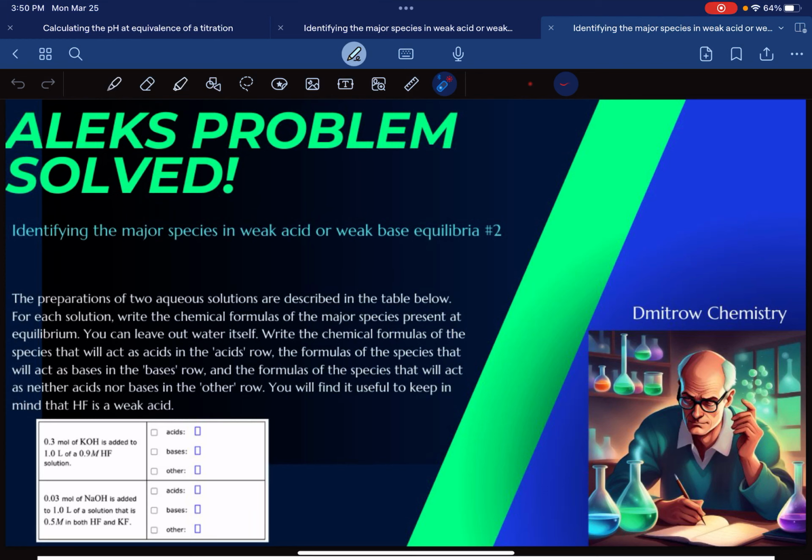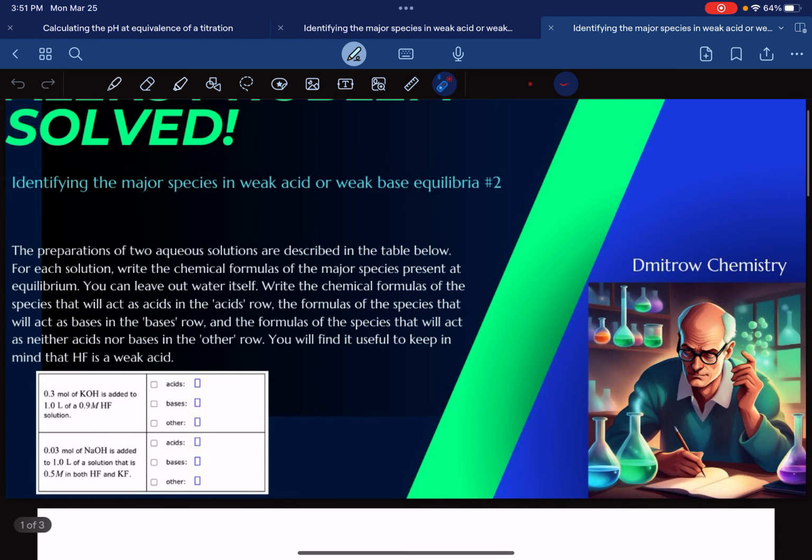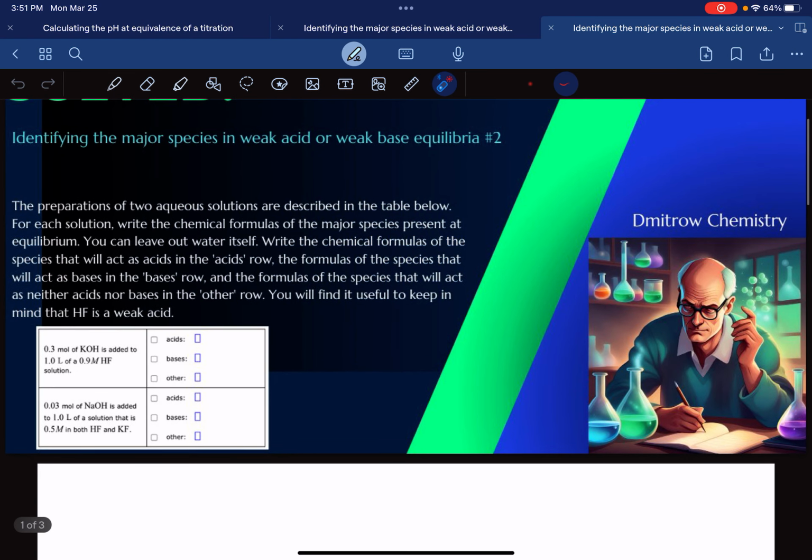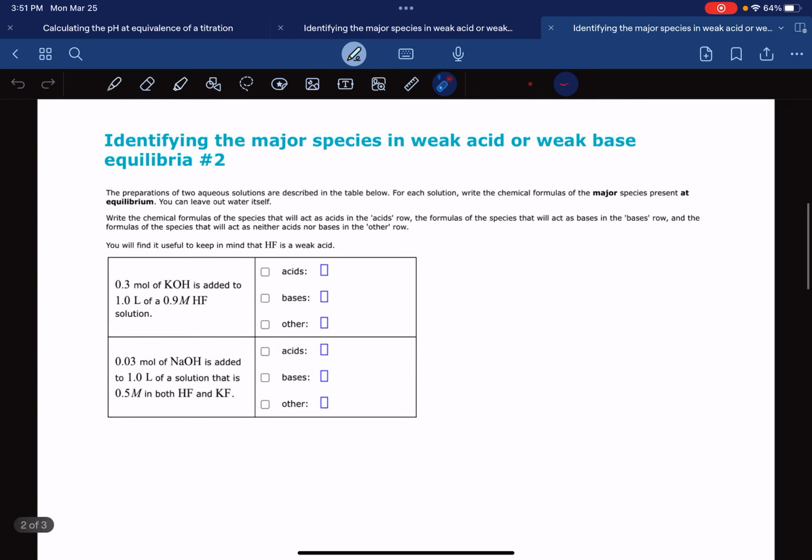Okay, we're back to do another identifying the major species in a weak acid or weak base when they're at equilibrium. We're doing a second one because in the previous one, we added a strong base, or was it a strong acid? I can't remember which. It overran whatever the weak acid was, and so you just ended up with extra. So we're going to try and do it this time where it's a little bit different.